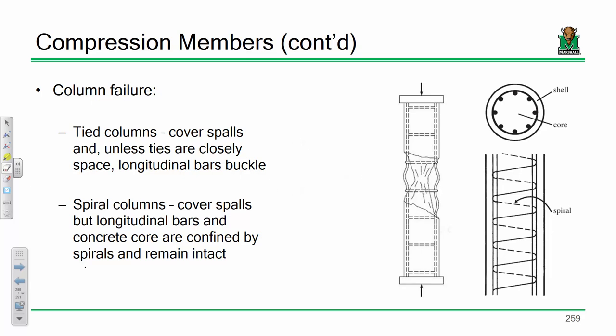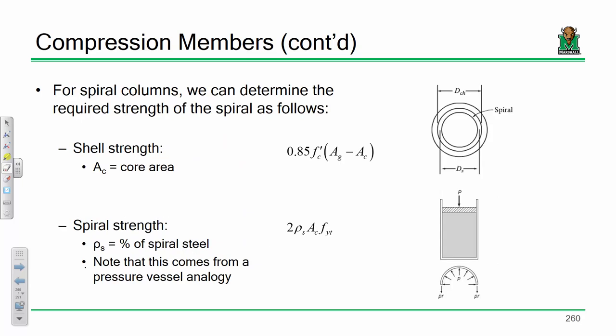Tied columns and spiral columns behave a little differently. With a tied column, you really can't count on that transverse reinforcement holding the column together during significant axial load. Spiral columns are a little different. With a spiral column, the actual transverse reinforcement, the hoops of steel going up and down the column, act like a pressure vessel.